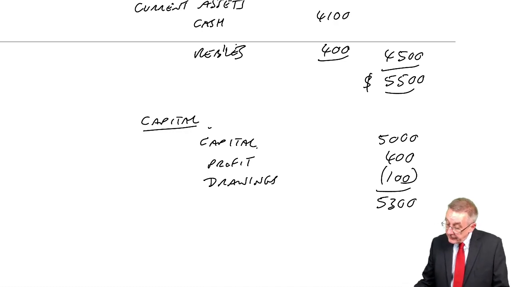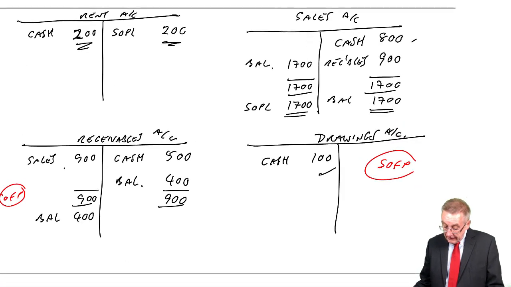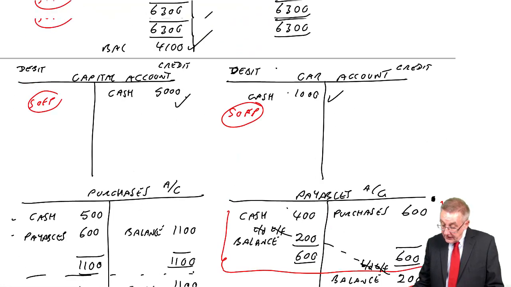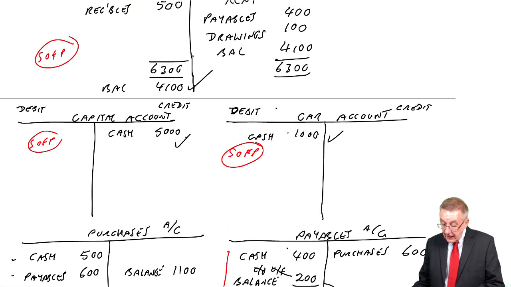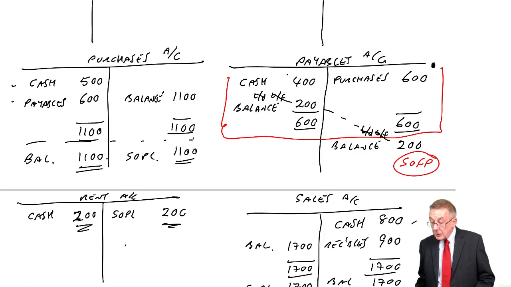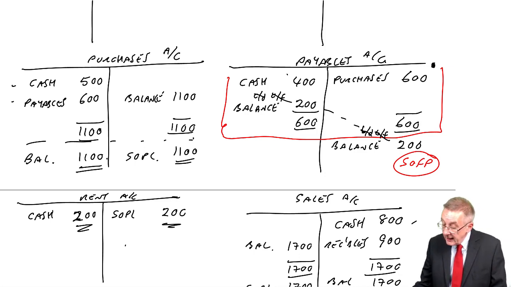Any balances left? I think there's only one left, isn't there? We've listed that one. We've listed receivables, drawings, sales, rent was 0. We listed purchases, I'll come back to payables. We've listed car, capital, cash. The only one left is payables. A balance of 200. It's a current liability, so listed.